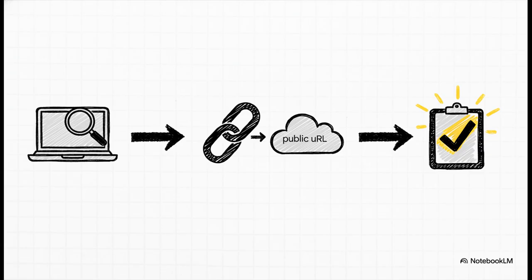In one single move, it finds your app, it creates the secure tunnel, gives you a public URL, and, this is just a fantastic little touch, it automatically copies that URL straight to your clipboard. No more highlighting, no copy-paste fumbling, you just run the command and you're ready to share.